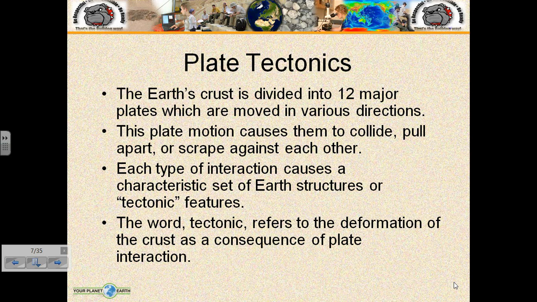Now, each type of interaction causes a characteristic set of Earth structures or tectonic features. The word tectonic itself refers to the deformation of the crust as a consequence of the plates' interaction. And we'll talk more specifically about examples of those later on.